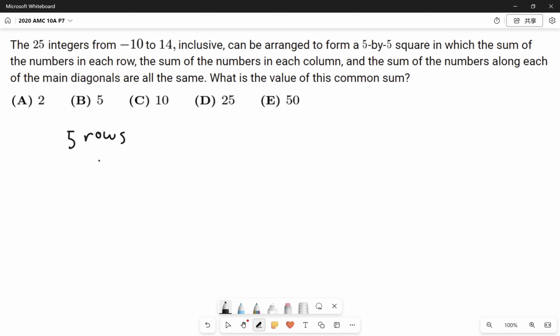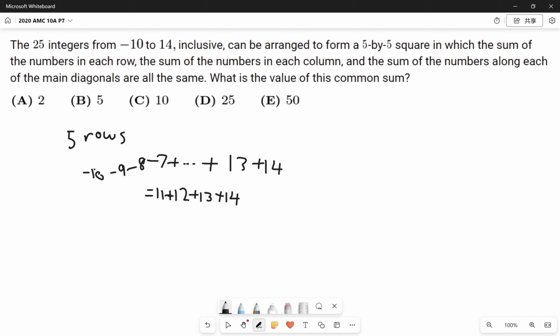So I just want to find the average of all of these numbers, like all of these numbers added together divided by 5 to get the common sum. So what's the sum of -10, -9, -8, -7, all the way to +13 plus 14? Well, it's just 11 plus 12 plus 13 plus 14.